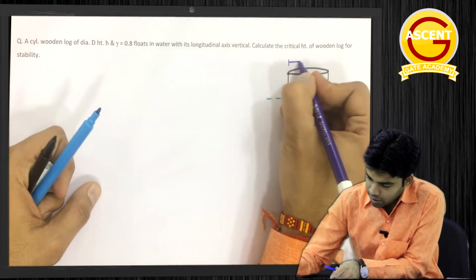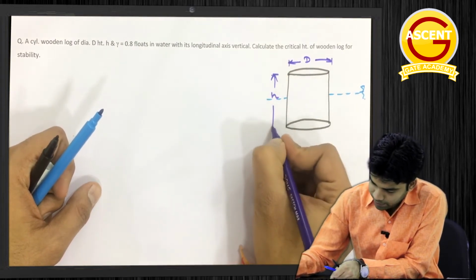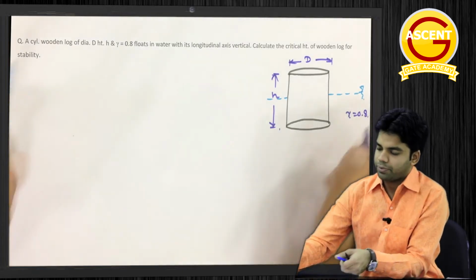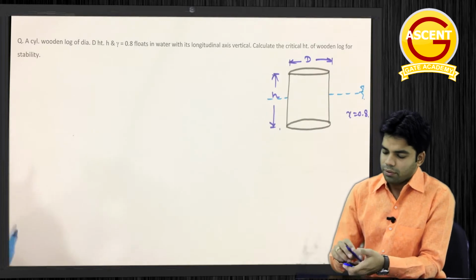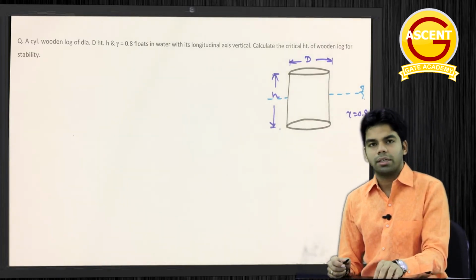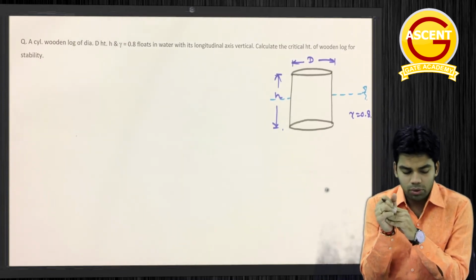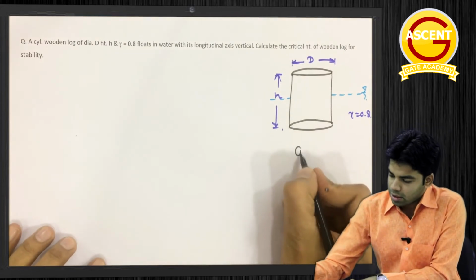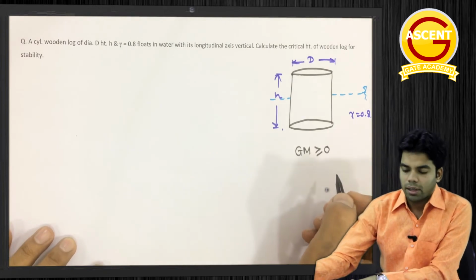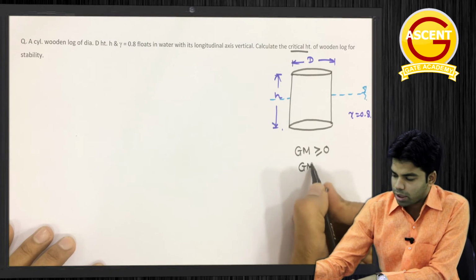Okay, diameter is given as d and height is given as h. The gamma is given as 0.8, with its longitudinal axis vertical. We have to determine the critical height of the wooden log for stability. Okay, so what is required for stability, as this is a floating body? As I told you, for stability this GM, the metacentric height, should be greater than or equal to 0. And for critical, we have to determine the critical height. So for the critical position, this GM should be equal to 0.